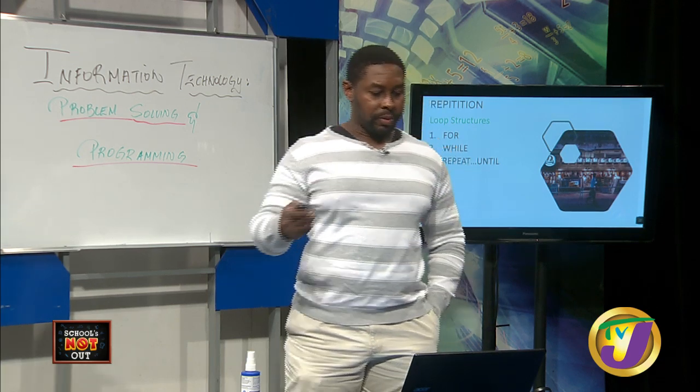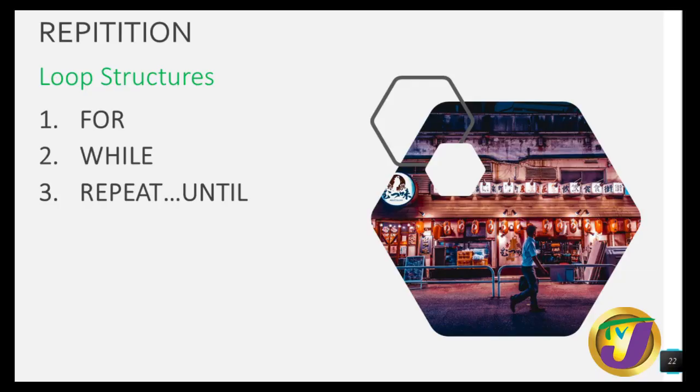There are three essential types of loops, and there are different functions for them. For loop, while loop, and repeat until. The for loop is normally used when we have a specific amount of repetitions to make, and so we actually know how many times we want this loop to be executed. It's normally a number, 5, 6, 7, whatever the case may be. Whereas the while loop and the repeat until loops are normally used when we're not sure how many repetitions we want to make, but we want to put conditions in place to ensure that the loop can be exited.